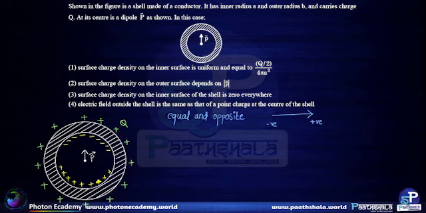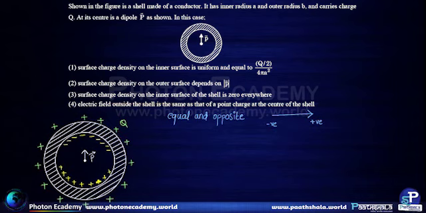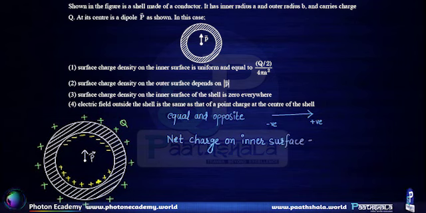The fourth option is electric field outside the shell is the same as that of a point charge at the center of a shell. This is correct, as anything outside this sphere will see it as a point charge, because the net charge on inner surface is 0. And the complete charge gets accumulated at the outer surface. So this makes it equivalent to a point charge which is placed at the center. So option 4 is correct.